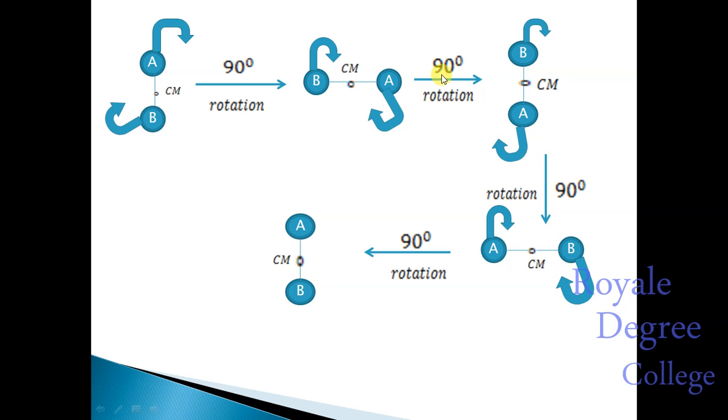And this particular molecule, again it is making a rotation of 90 degree. Then A is going downwards and B is coming upwards. This is the third structure we are getting. Now again this molecule is showing 90 degree rotation. As a result of that, B is moving towards the right hand side and A is moving towards the left hand side. This fourth structure we will get. Then this molecule again is making a rotation of 90 degree. Then B is going towards the downward side and A is coming upward side.